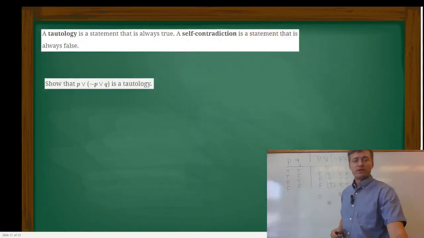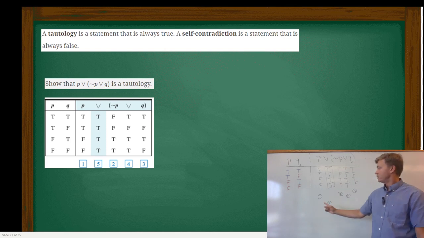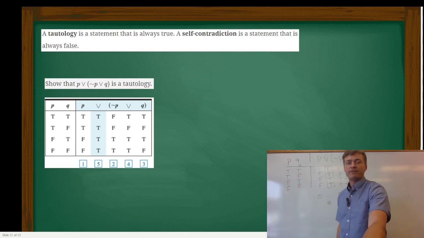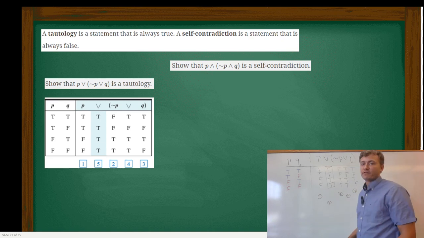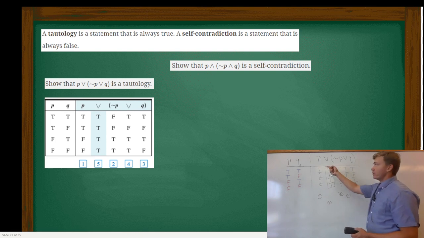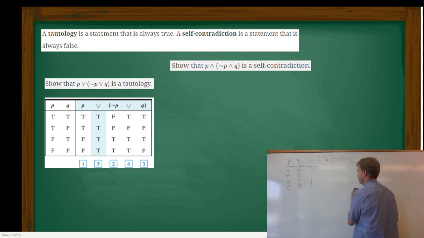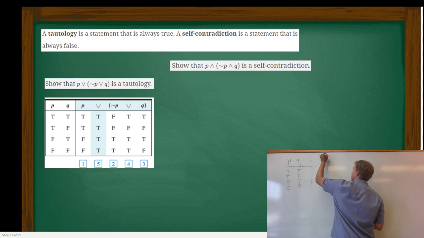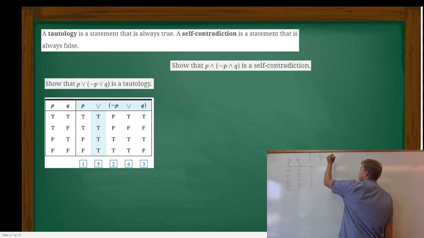Now let's go back to the PowerPoint slide. And we will see that that's exactly what we get for our column 5. Show that the following statement is a self-contradiction. In other words, we should see that our final column contains only false values. So here we're going to erase. Rewrite this new statement here. P and, and what? Well, we are connecting that to not P and Q.